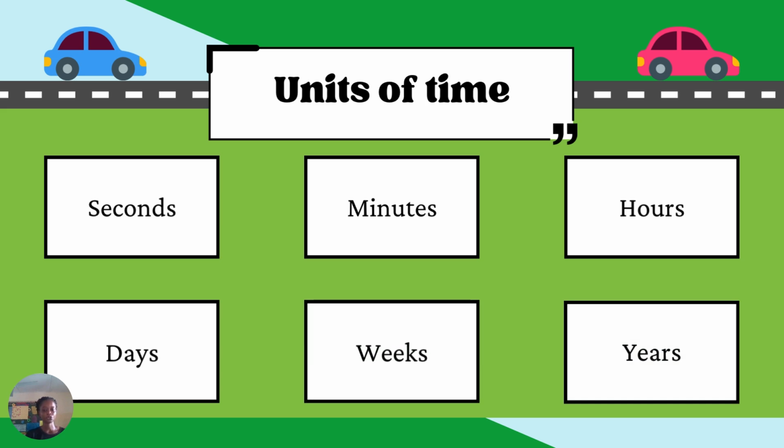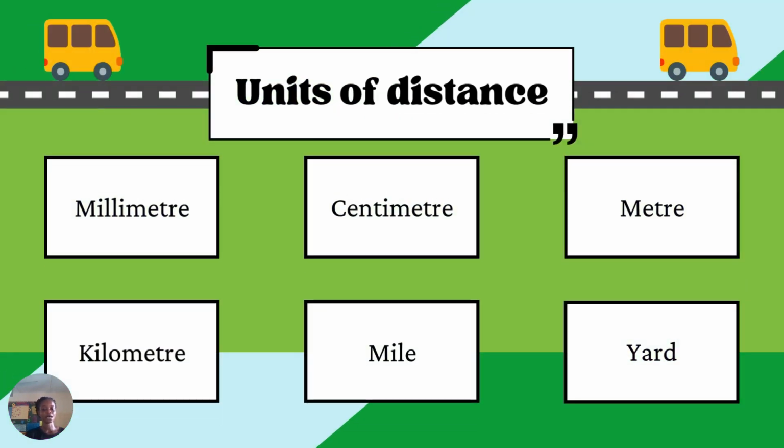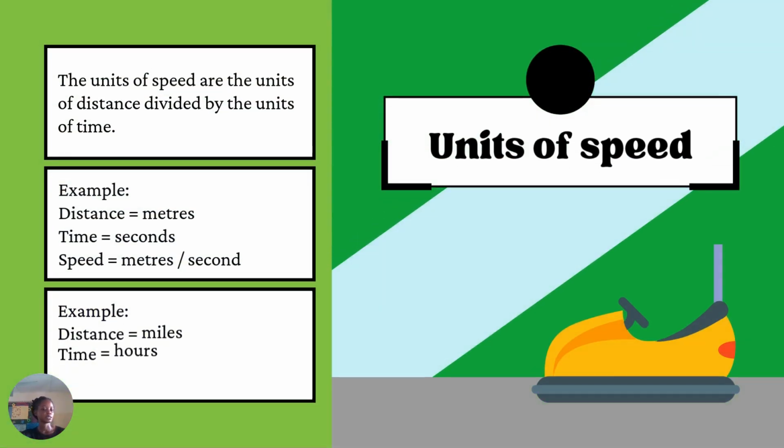Now, time has various units: seconds, minutes, hours, days, weeks, years, and so on. And for distance, the units of distance we have are millimeter, centimeter, meter, kilometer, mile, yard, and so on and so forth. Having discussed units of time and units of distance, what is the unit of speed? The unit of speed is basically the unit of distance divided by the unit of time.